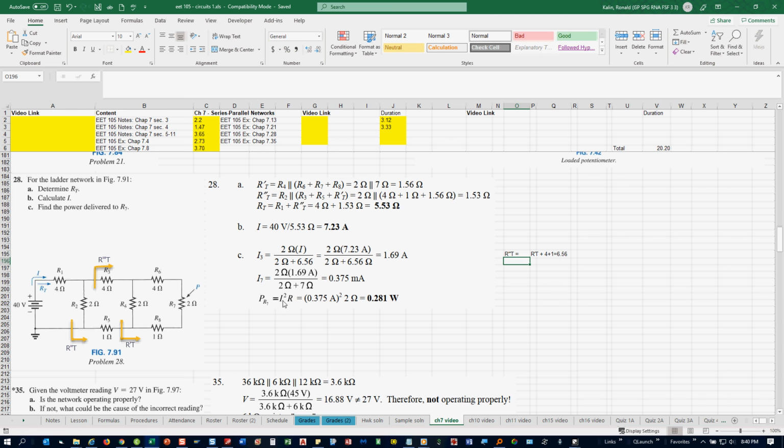And then the power being delivered to, or dissipated by, in an ideal world, resistor 7 is going to be the current through R7 squared times its resistance, which is 0.375 amps. That's a typo. It should not be milliamps. Squared times 2 equals 0.281 watts.